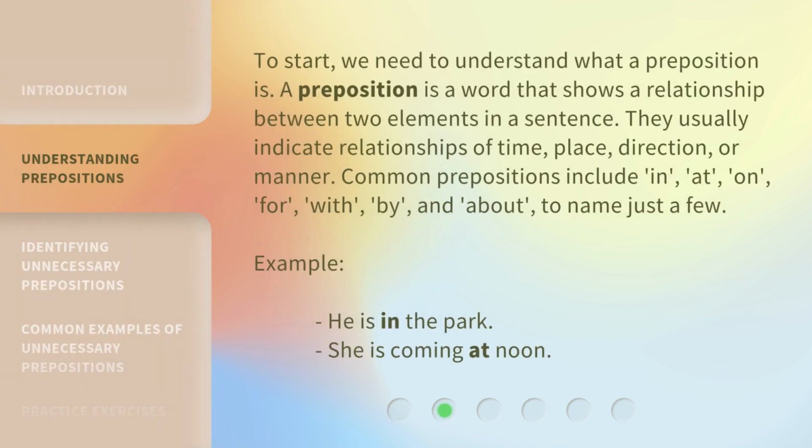To start, we need to understand what a preposition is. A preposition is a word that shows a relationship between two elements in a sentence. They usually indicate relationships of time, place, direction, or manner. Common prepositions include in, at, on, for, with, by, and about, to name just a few. Example: he is in the park. She is coming at noon.